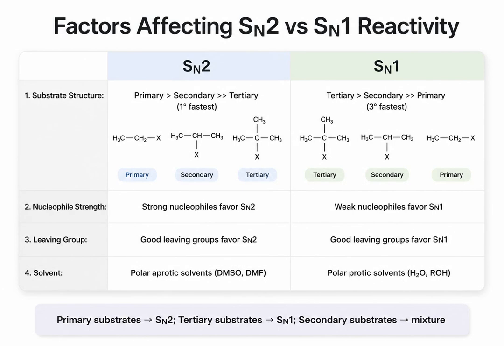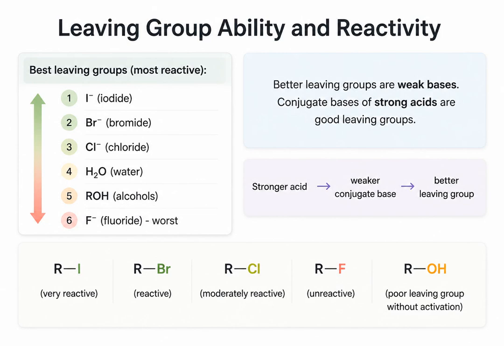The structure of the alkyl halide is the most critical factor. Primary alkyl halides undergo SN2 because the nucleophile can easily access the backside of the carbon. Tertiary alkyl halides favor SN1 because the bulky groups shield the backside, making backside attack impossible. Instead, the C-X bond breaks first to form a stable tertiary carbocation. Secondary substrates can go either way, depending on conditions. Strong nucleophiles and polar aprotic solvents like DMSO push the reaction toward SN2, while weak nucleophiles and polar protic solvents like water favor SN1.